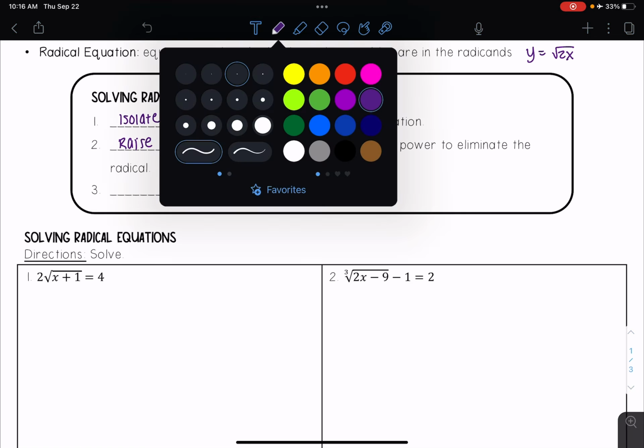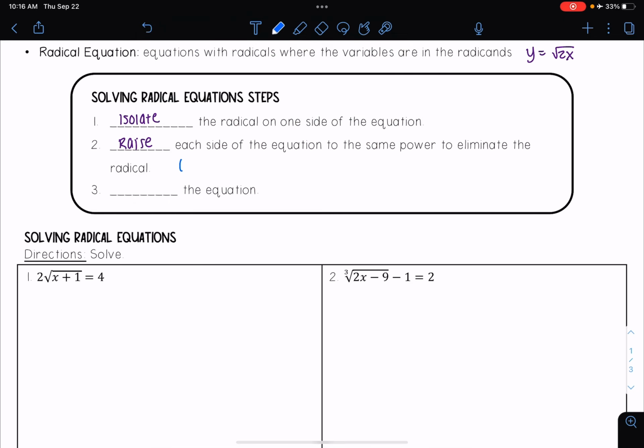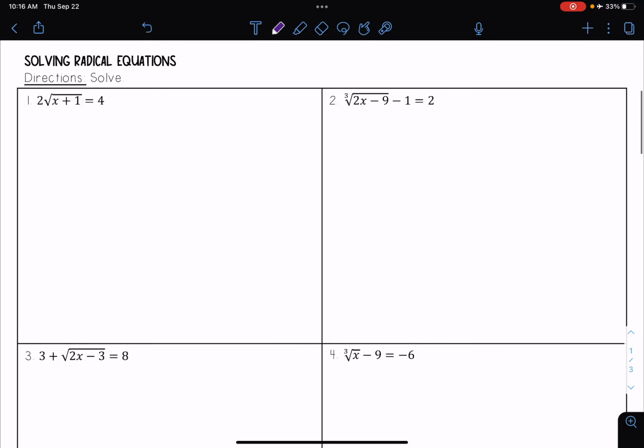So for example, if I had the square root of x plus 3, to get rid of that square root, I would square that radical to get x plus 3. If I had the cube root of 5x, to get rid of that radical, I would raise that side to the third power to get just what's in the radicand. And then lastly, we'll solve the resulting equation. So let's go through some examples.